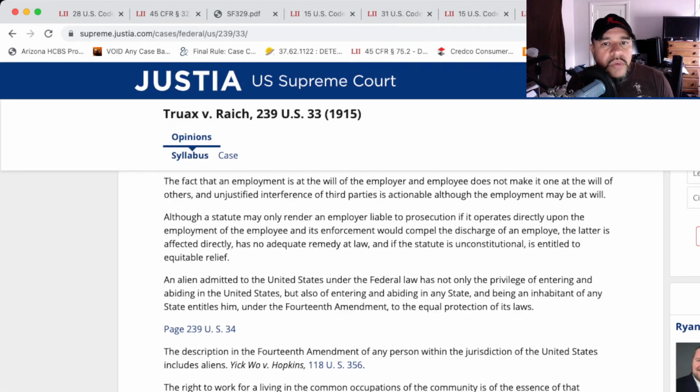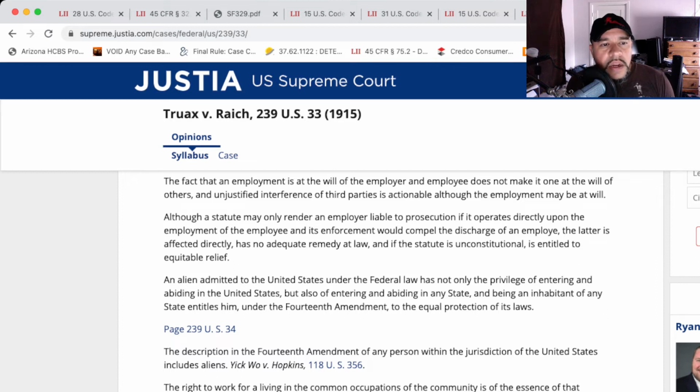Now, we also want to state that when you sign on to work for a company and you fill out the tax information, and they give you a certain amount of documents, which is basically an employer-employee agreement, you made a contract with them, right? So here in Trual versus Reich, I may have pronounced it wrong, that's 239 U.S. 33.